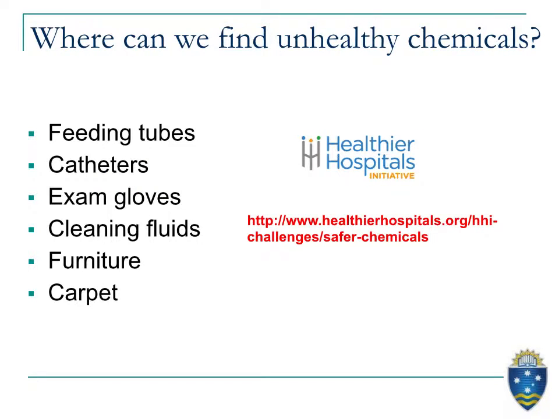Interestingly, you can find unhealthy chemicals in a lot of the products that we use for patient care, including feeding tubes, catheters, gloves, certainly cleaning fluids, furniture, carpet. The situation with the furniture and carpet is that they're often made with things like formaldehyde, and the formaldehyde off gases as the products age. So it's a matter of purchasing furniture and carpet that is made in a friendly way that doesn't contain those chemicals so that they don't off gas into the patient environment.